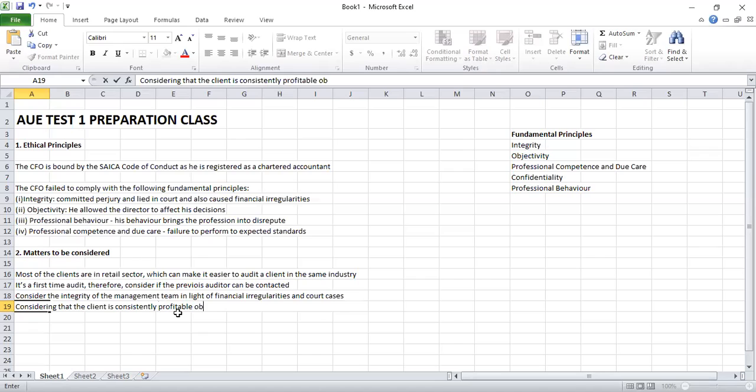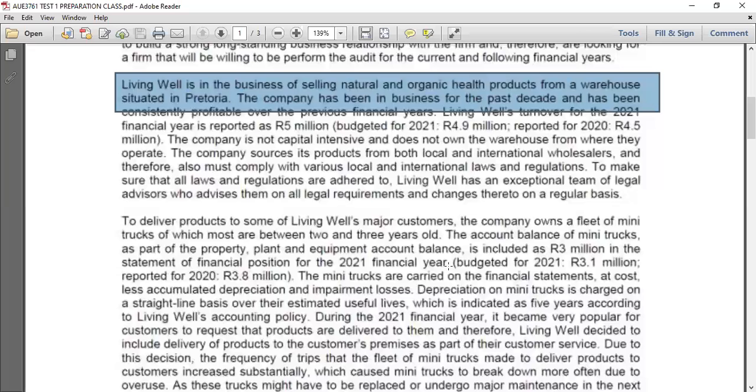over the years, which means they are able to pay fees. One of the things that you have to consider is the ability of the client to pay audit fees. So that is a very good point there.